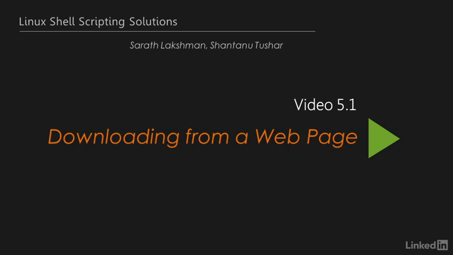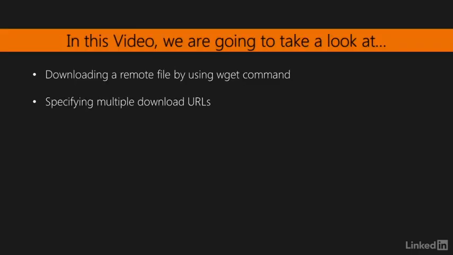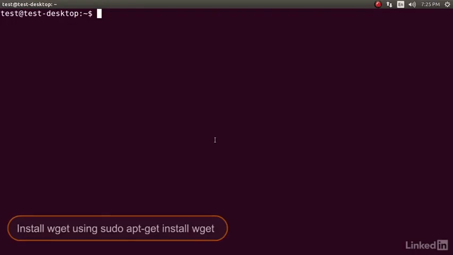Now we move on to the first video of section 5, downloading from a web page. In this video we'll see how to download a file or web page from a given URL. Few command line download utilities are available to perform this task. wget is a file download command line utility. It's very flexible and can be configured with many options. Let's see how to do it.